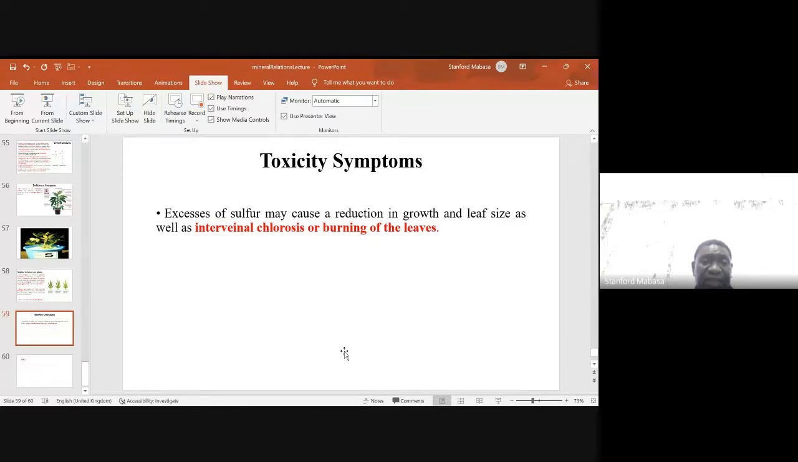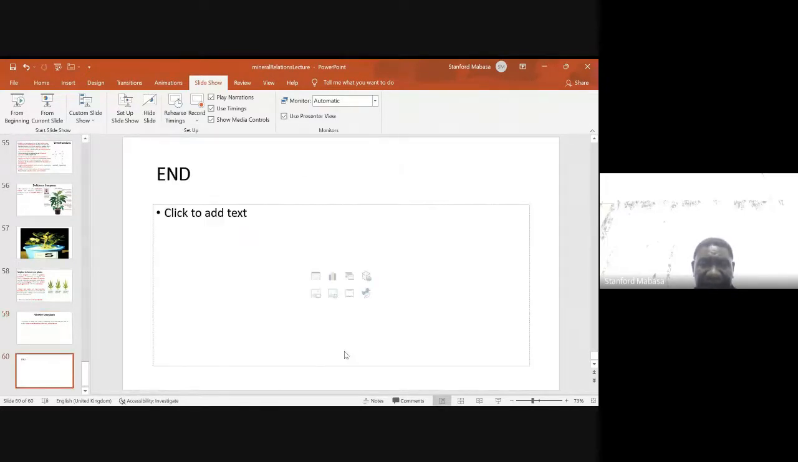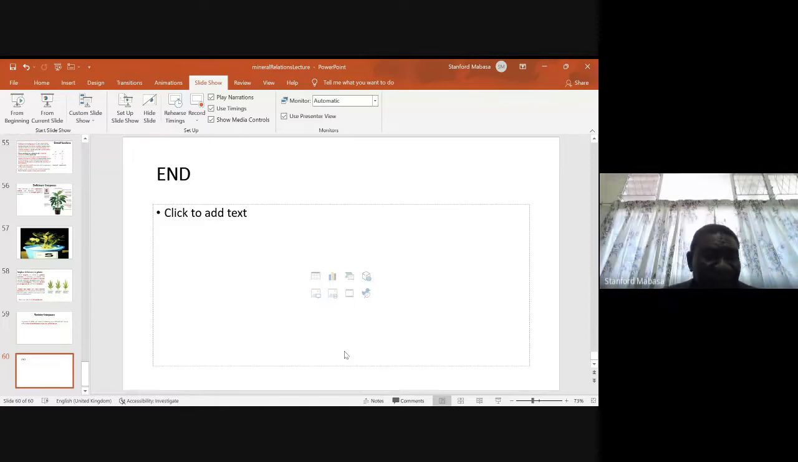So on the major elements, this is it. I will have to stop here as far as macro elements are concerned.